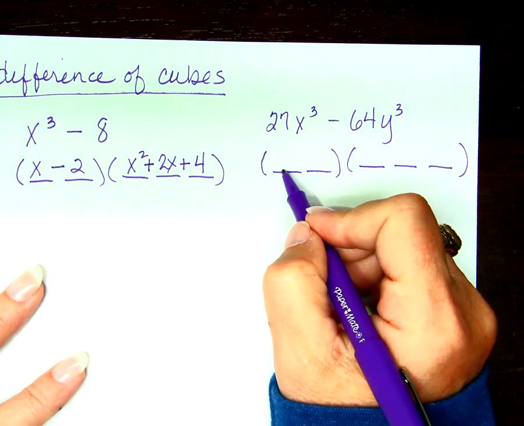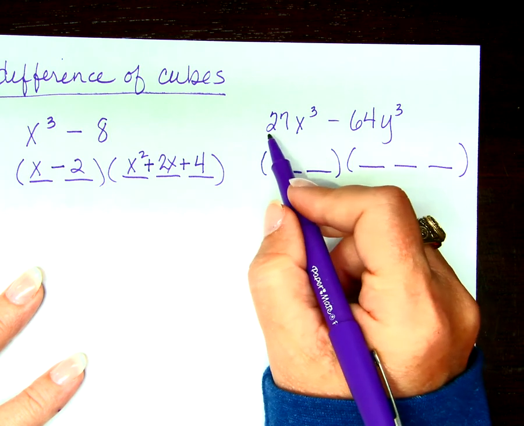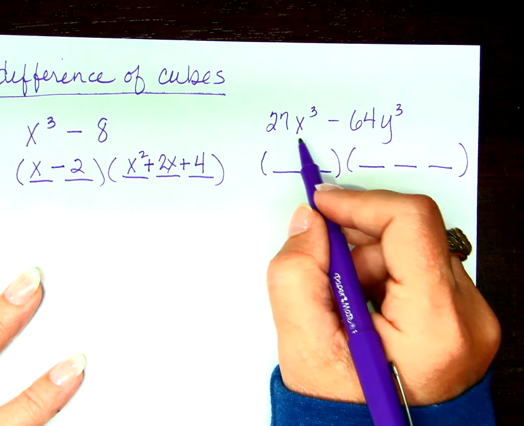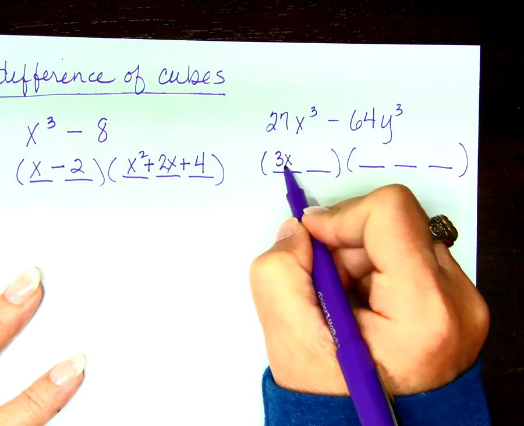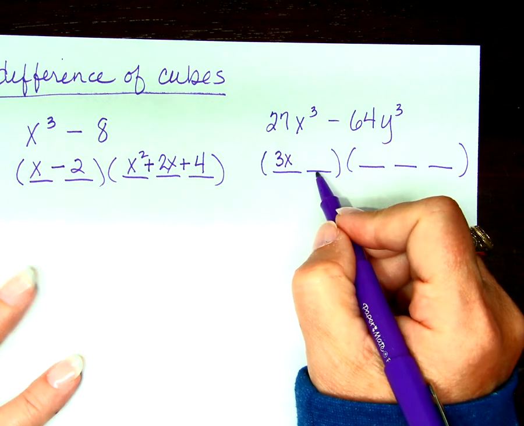What goes in the first term of my binomial? Cube root of this first term. What is the cube root of this first term? 3x. Very good. What goes in the second term of the binomial?